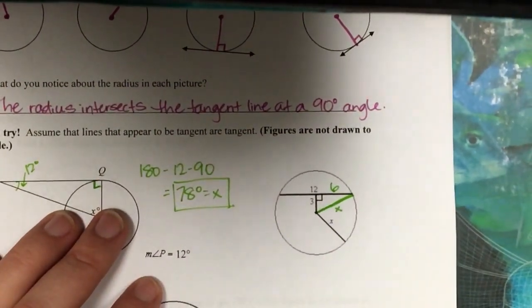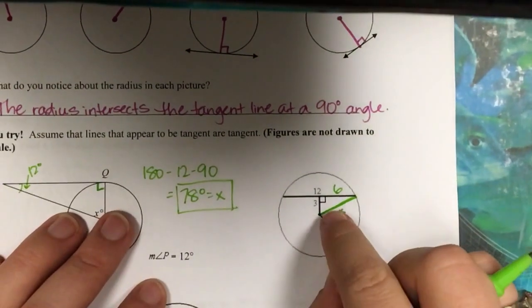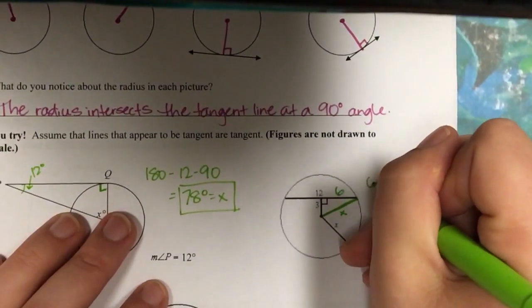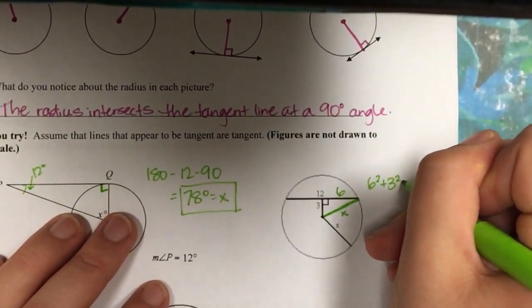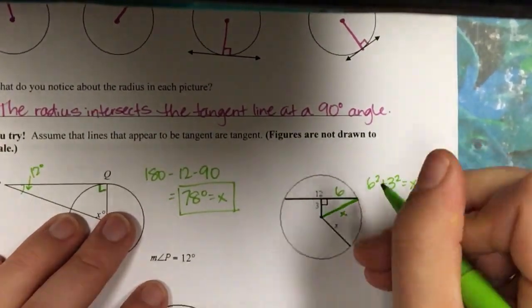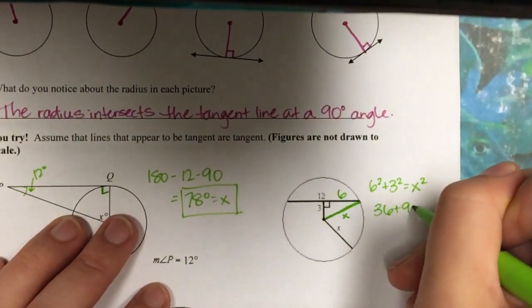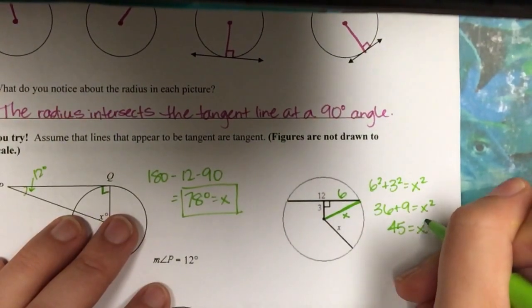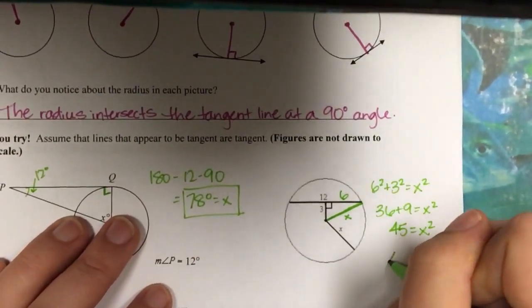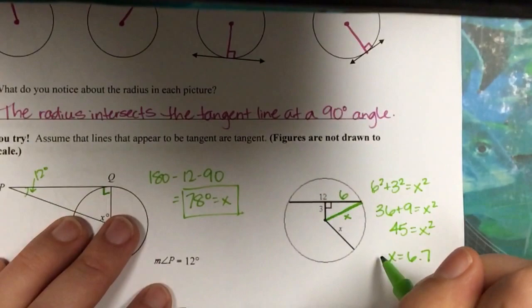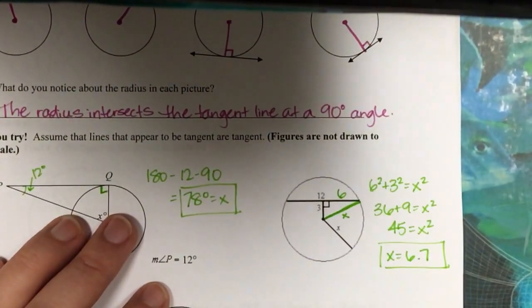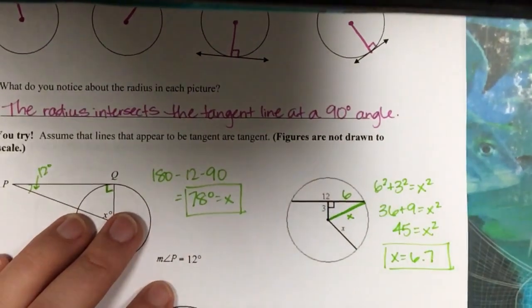So now we have a right triangle and we can find the missing hypotenuse length using the Pythagorean theorem. So what we're going to do is 6 squared plus 3 squared equals X squared. So it means 36 plus 9 equals X squared. So 45 equals X squared. So if you take the square root of 45, you get X equals about 6.7 when you round. So that's the length of your radius there, or your hypotenuse of your triangle, however you want to think about it.